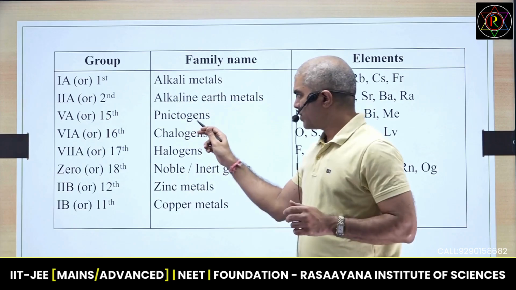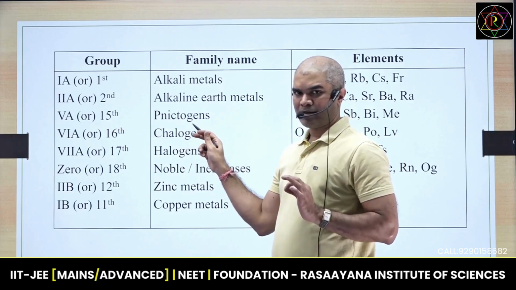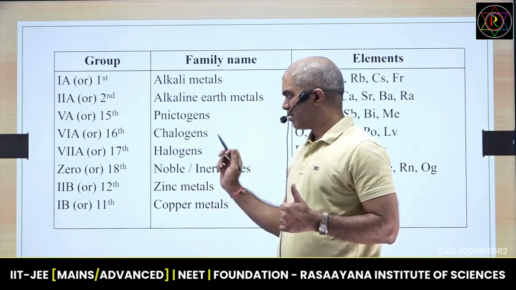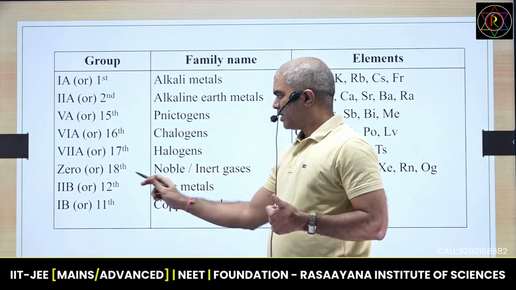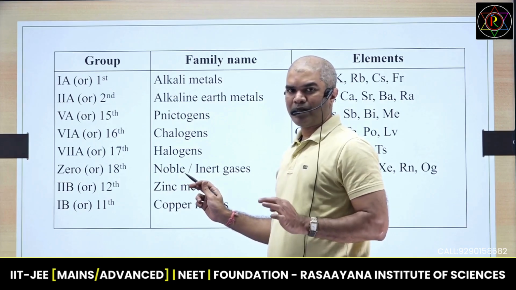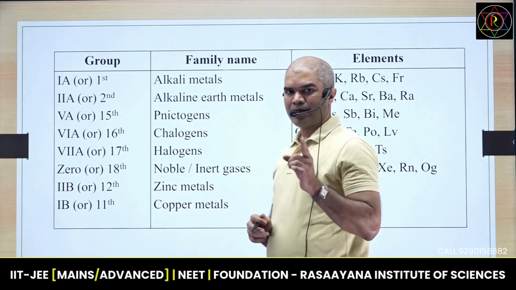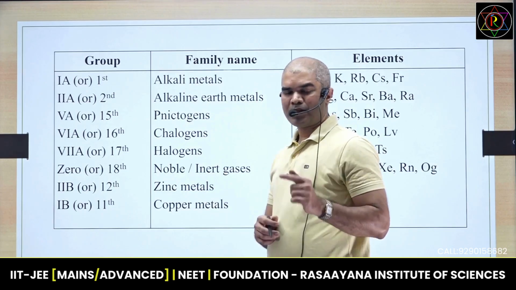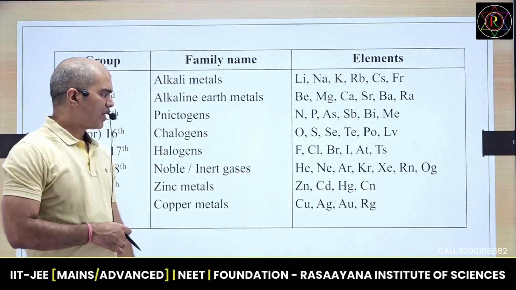5A group or 15th group is called as pnictogens. P should be silent. 6A group or 16th group are called as chalcogens. 7A or 17th group are called as halogens. Then 0 group or 18th group are called as noble elements or inert gases. 2B or 12th group are called as zinc metals: zinc, cadmium, mercury and copernicium. 1B or 11th group are called as copper metals: copper, silver, gold and rhodium.